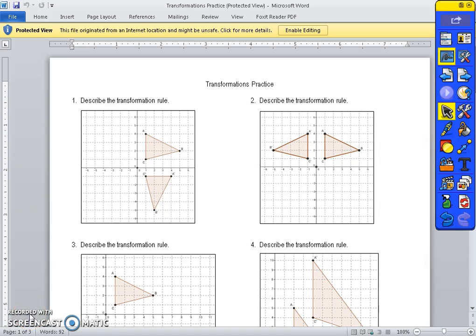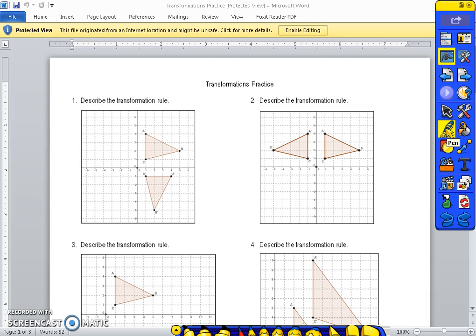Transformations practice. All right, number 1, describe the transformation rule. When you're looking at these, they are not sequences. This is just one thing being done to it. You need to look and see what's happening to this image. First, identify your original. The one without prime notation is the original. Prime notation is this little teeny tiny apostrophe that's beside the letter. That tells you that that's your new image.